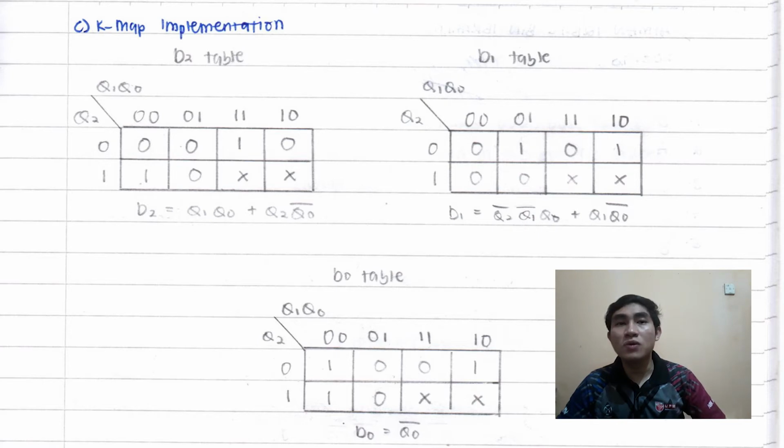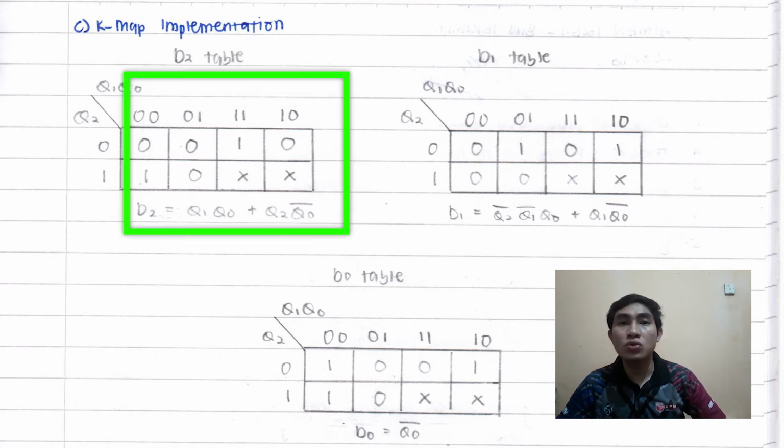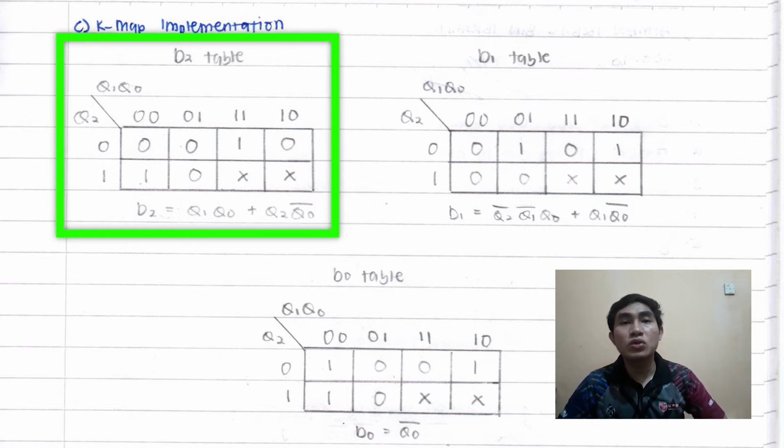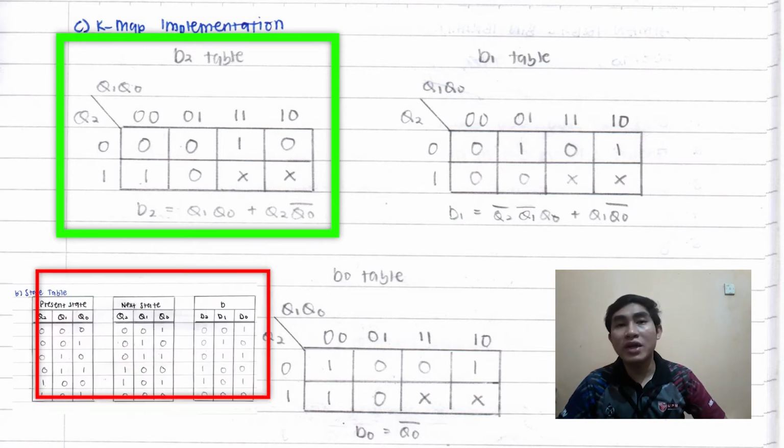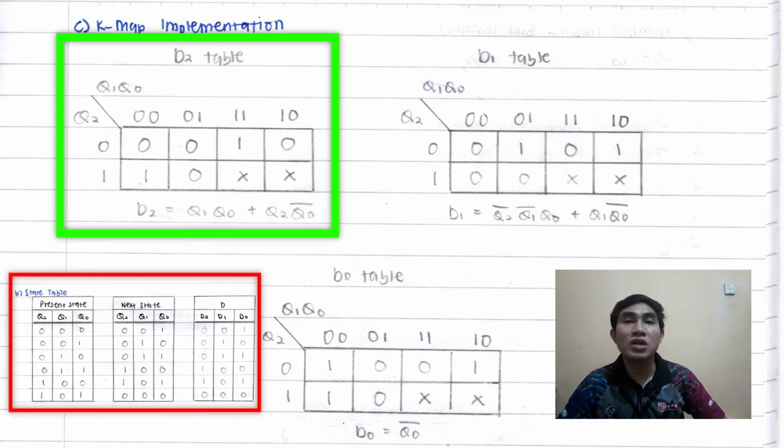So we move to the D2 K-map. For the D2 K-map, first we will need to look at the truth table and search for the high input.